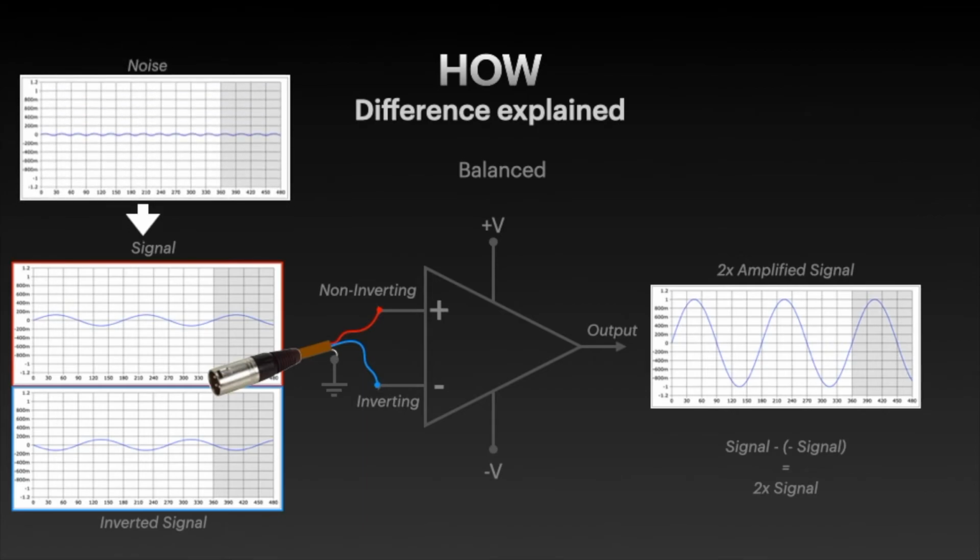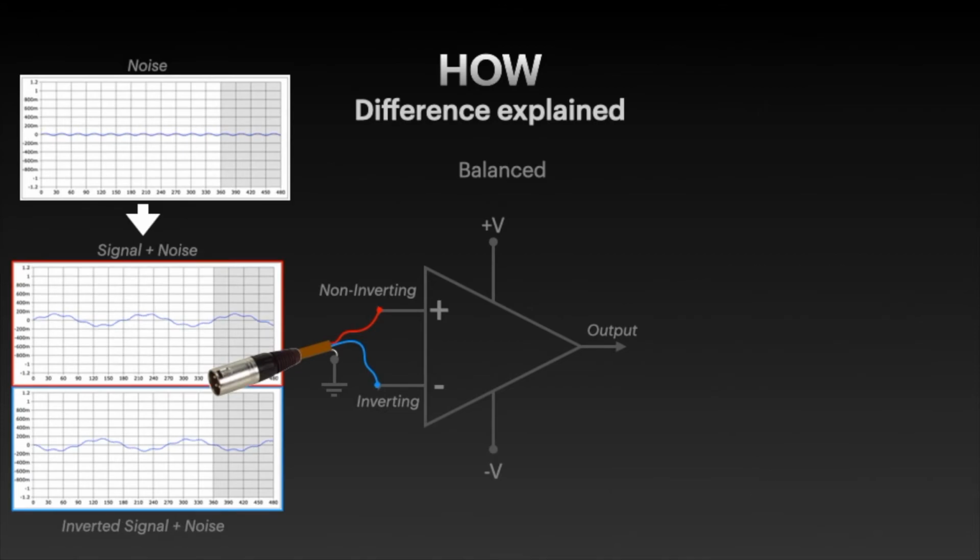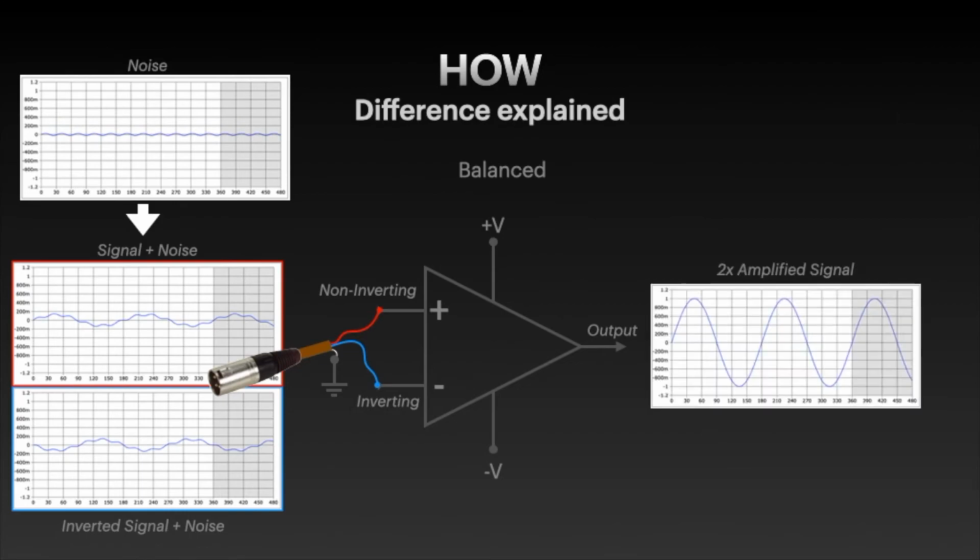Now, if we insert noise, what happens? The output is still 2x the amplified signal. Why? Because the noise is received by the two conductors in the same phase, which means that they won't travel inverted from each other. Therefore, the math becomes signal minus inverted signal plus noise minus noise. In other words, the noise is cancelled.